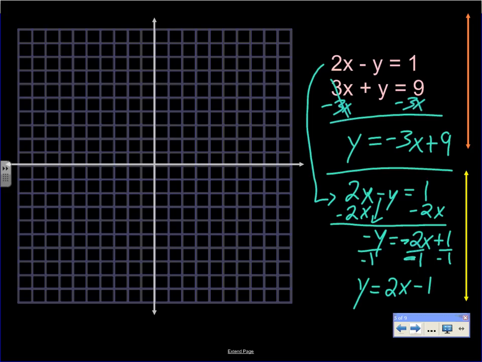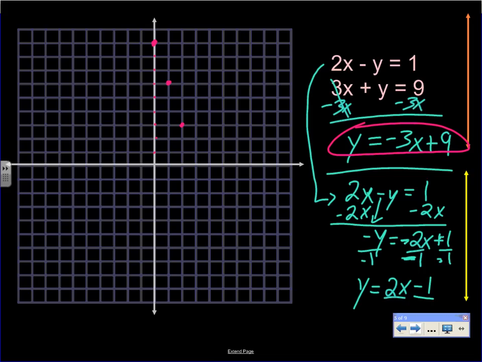Negative divided by negative will give you a positive 2x, and a positive divided by a negative will give you a negative 1. So let's go ahead and graph these. Let's graph this one in red. Y-intercept's at 9. 2, 3, 4, 5, 6, 7, 8, 9. And slope is down 3 to the right 1.